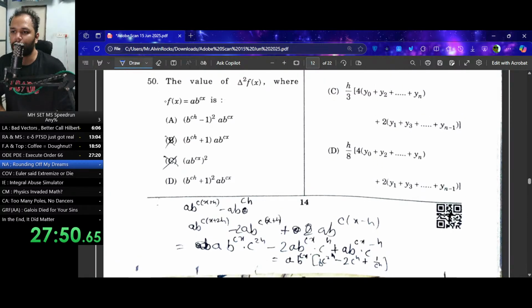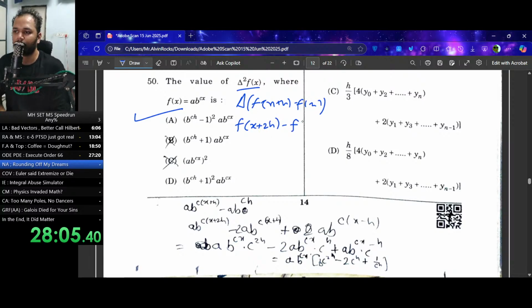After the entire circus, it is this. It's nothing. I'll just define this one: f of x plus h minus f of x. This is f of x plus 2h. It's f of x plus h. This is going to be f of x plus h minus f of x, minus into minus plus. So this is just f of x plus 2h minus 2 times f of x plus h, plus f of x.